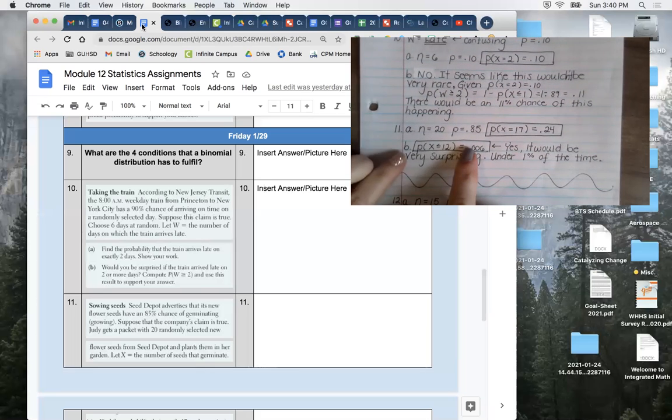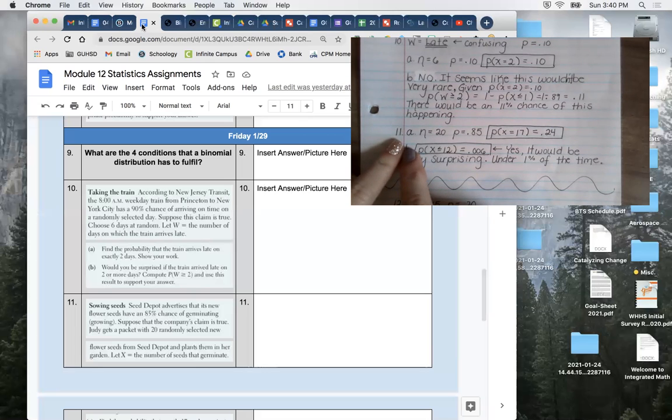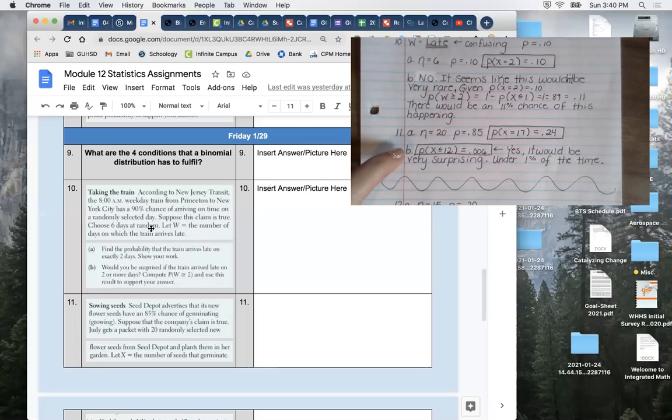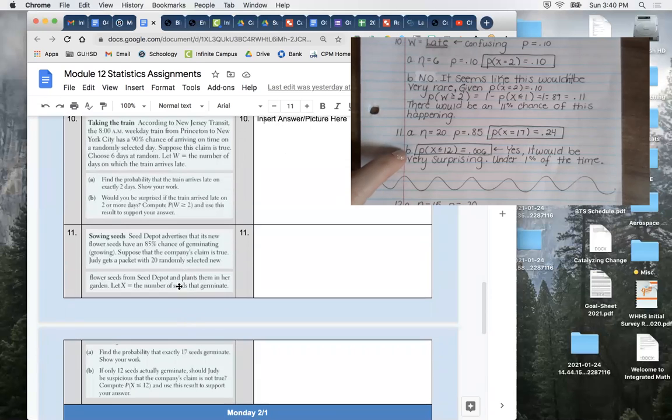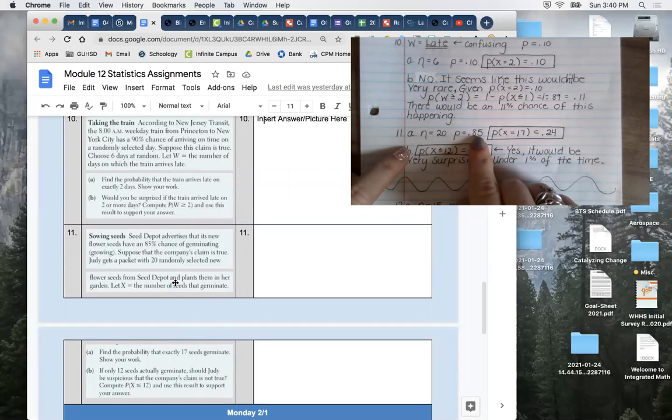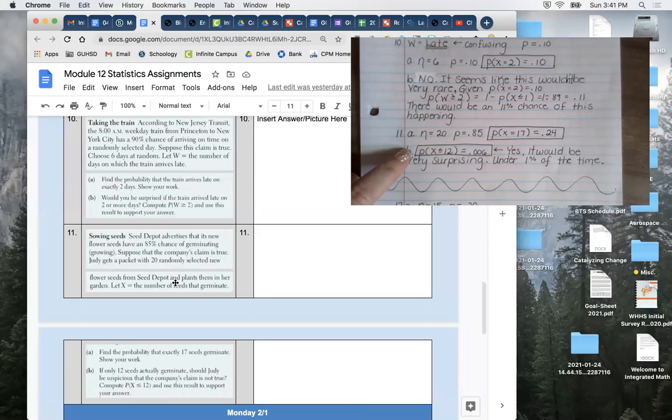And my last one, in number 11, it says that we are sowing seeds. It's the same example that we've done before. You have 20 packets of seed. There's an 85% chance that they're germinating. What's the probability that you would get exactly 17 that germinate? Well, that would be 0.24, 24%. You have a pretty good chance of that happening.